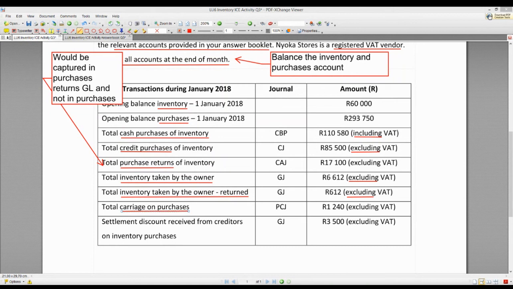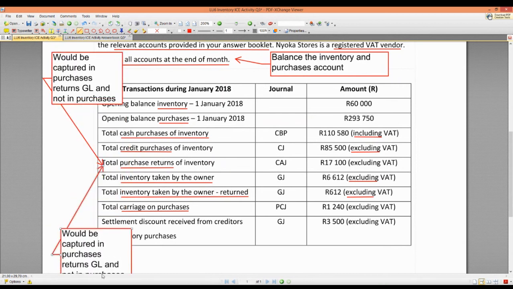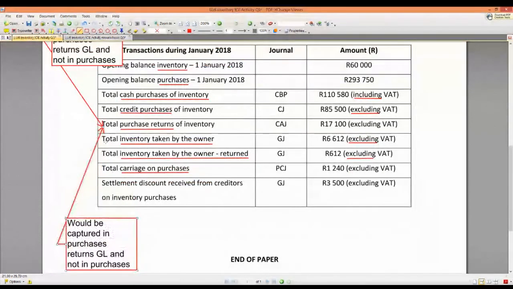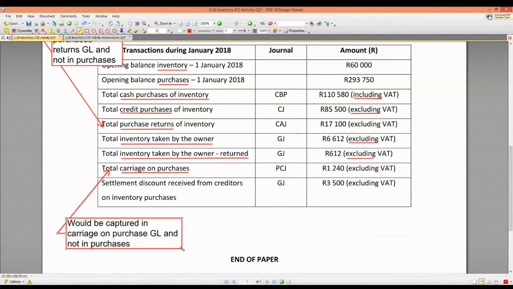Okay, so similar to our purchase and return general ledger, the answer would be no. Carriage on purchases would also be captured to their own separate account. So we will not capture it to the purchases account. I'm just going to put it here at the bottom so that you guys have the notes. So this will be captured to your carriage on purchase general ledger account and not in purchases. So you should not show this amount anyway, or not in the accounts that they've asked for.